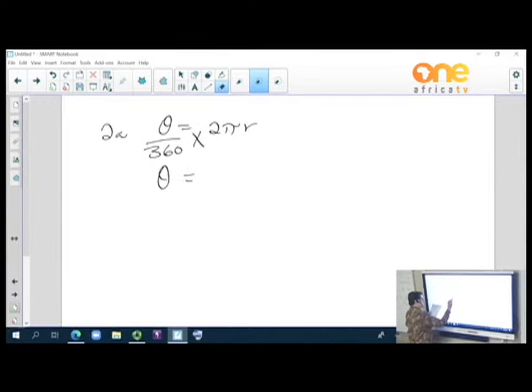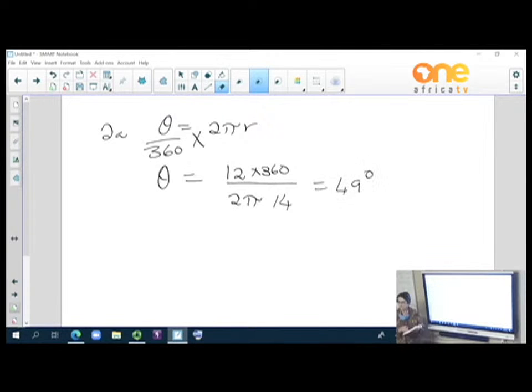So theta is equal to the arc length, which is 12, times 360, and what was your radius? 14. Now the radius is 14 all the time. Okay, the answer is 49. You're right. Did you have that correct? Okay, so that's why we do that. Right, number B. What is your answer for number B? 80. Theta is 80 degrees.